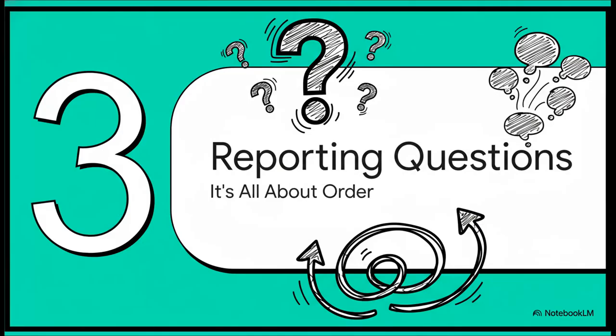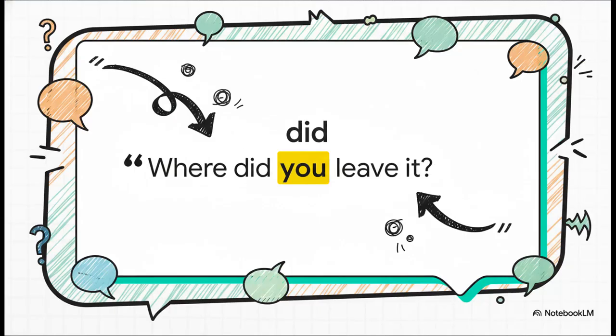All right, let's keep building on this. What happens when we need to report questions? This is a little different because it's not just about shifting tenses and pronouns. The whole sentence structure flips around. So take a look at this direct question. You see that typical question format, right? The helping verb, did, comes before the subject, you. That's what makes it sound like a question in the first place.